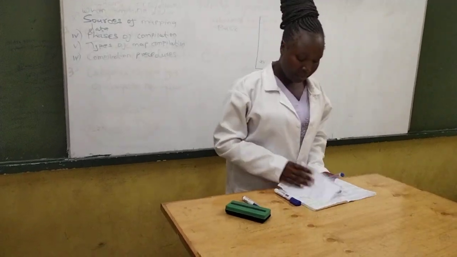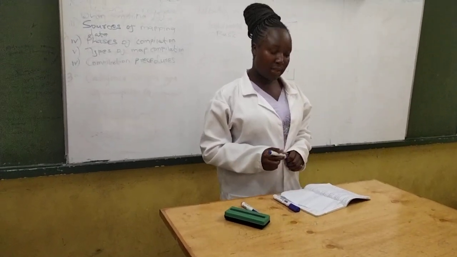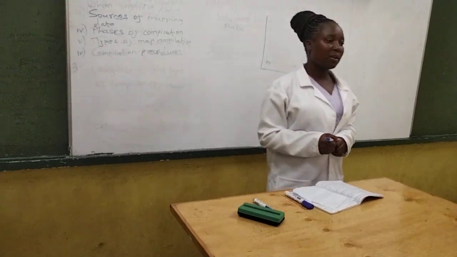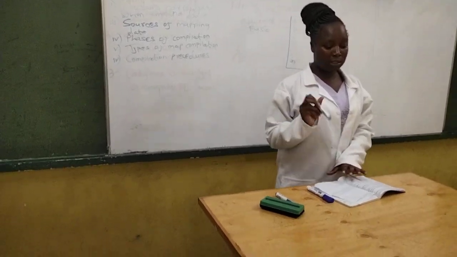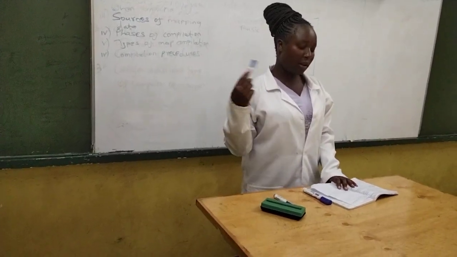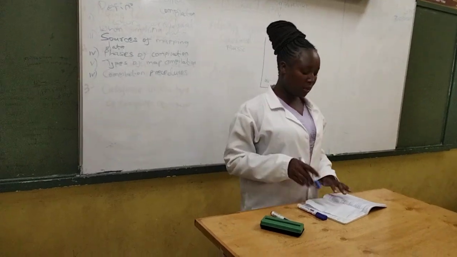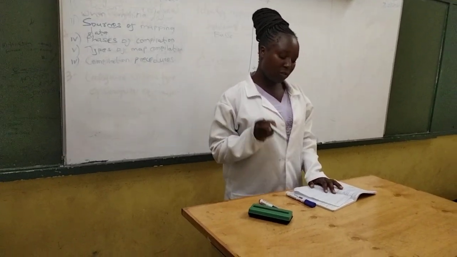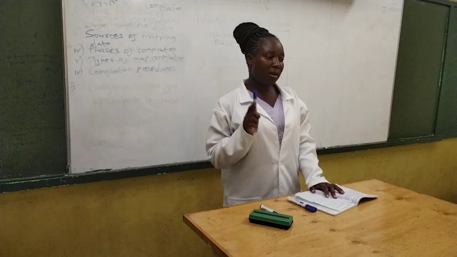Then we have the assignment. This assignment must be collected before the next lesson. The assignment is: state 5 differences between basic map and derived map.